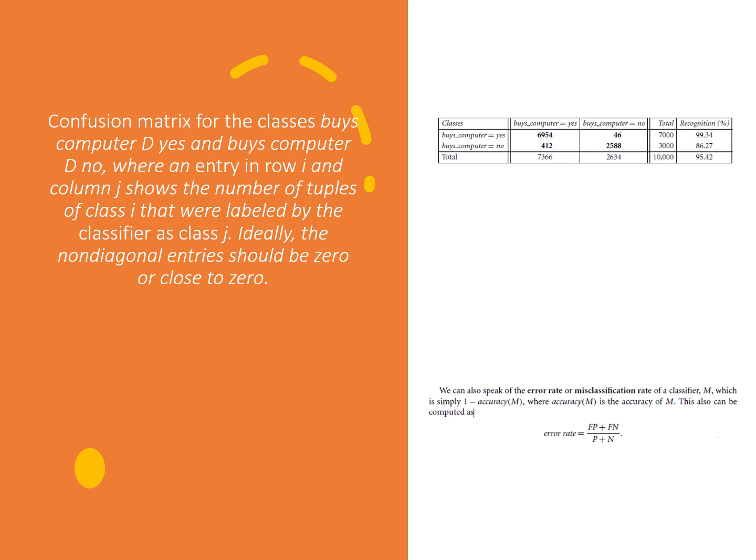The confusion matrix for the class of buys computer in dataset D, where buys computer equals no, has an entry in row i and column j that shows the number of tuples of class i that were labeled by the classifier as class j. Ideally, the non-diagonal entries should be 0 or close to 0.